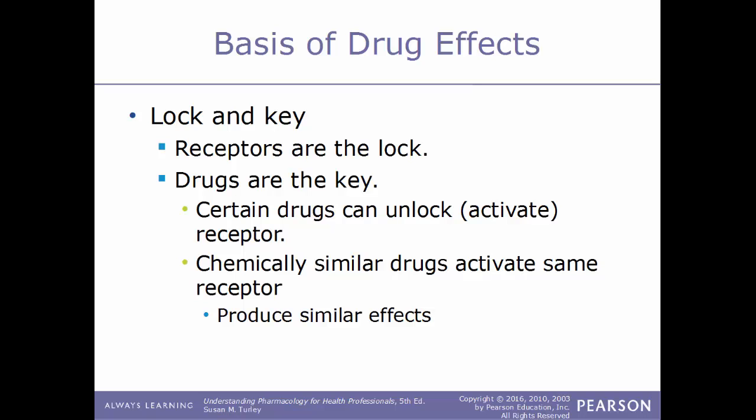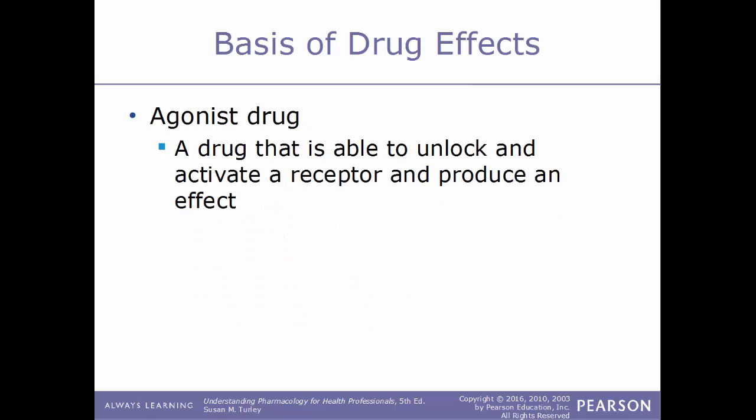Certain drugs can activate or unlock these receptors, and chemically similar drugs can also activate the same receptor and produce similar effects. A drug that is able to unlock and activate a receptor is called an agonist drug. So they will bind to the receptor on a cell surface and produce an effect.